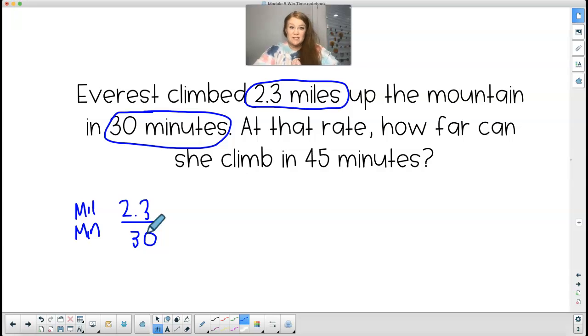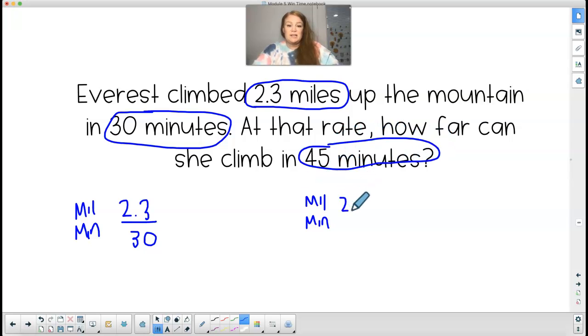This is one I saw lots of people mixing up when they didn't set up their proportion right. So we really want to make sure we read it and get our numbers in the right spot. Then we're going to get miles and minutes here. And at that rate, how far can she climb in 45 minutes? Let me finish setting this one up. I've got 2.3 over 30. That's my starting rate.